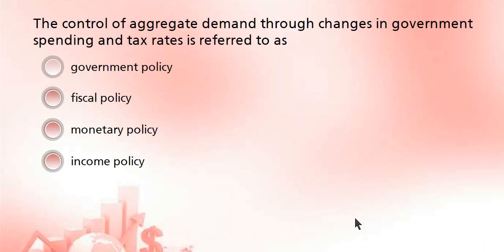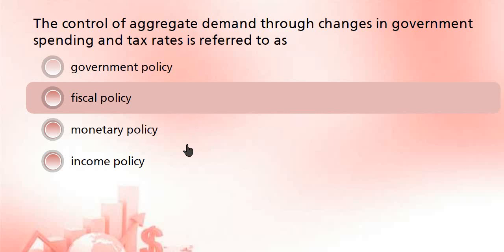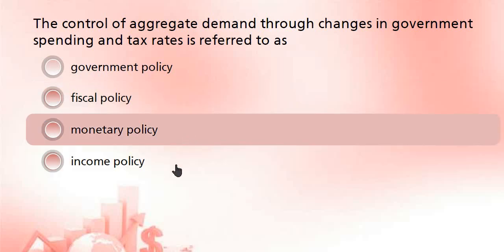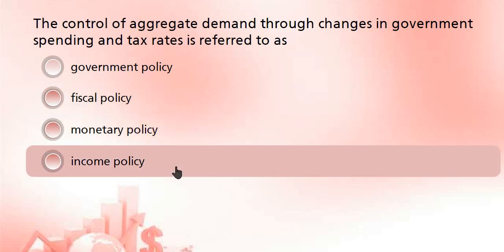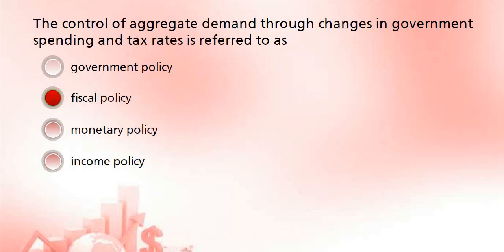Question 40. The control of aggregate demand through changes in government spending and tax rates is referred to as A. government policy, B. fiscal policy, C. monetary policy, D. income policy. The right answer is fiscal policy, which is B.